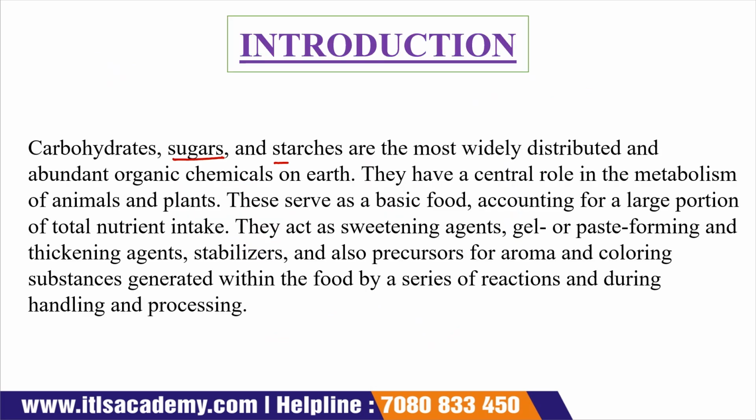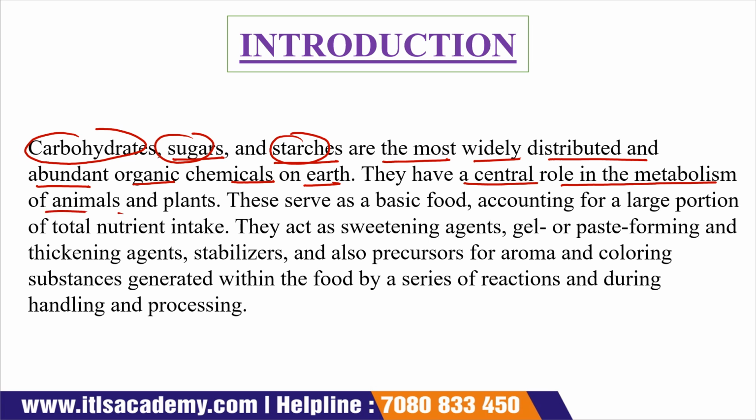Carbohydrates, sugars, and starches are the most widely distributed and abundant organic chemicals on earth. If we talk about the most abundant organic chemical, then it is carbohydrates, sugars, and starches. They have a central role in the metabolism of animals and plants. So they have a role in the metabolism of both animals and plants.